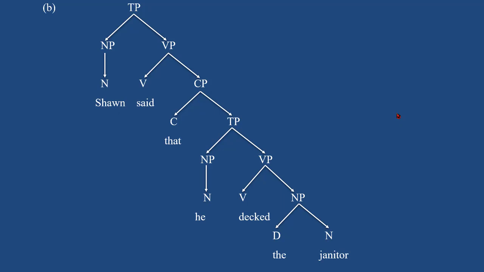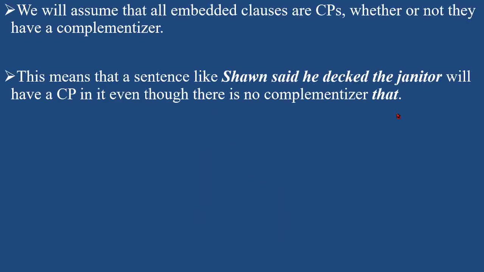He decked the janitor is a sentence on its own. It stands by itself. Okay. So another TP in which we have an NP and VP, as always in TP, tense phrase. VP consists of a V, the head, and the NP. NP consists of the terminal and the genitor.